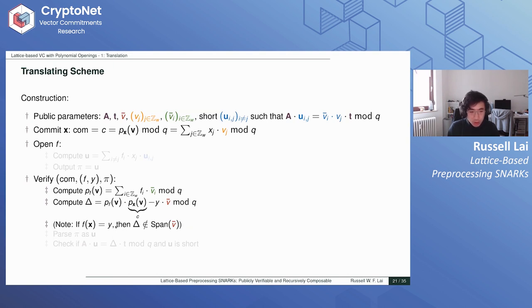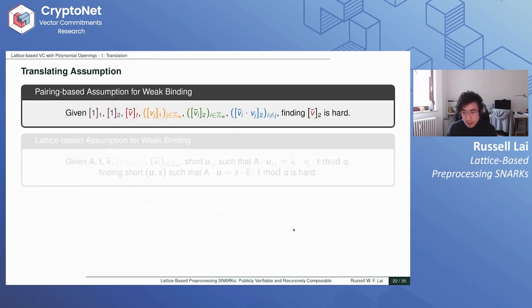Identical to the pairing setting, if f of x does not equal y, then the value delta is outside of the linear span of v bar. Now suppose the prover gives us an opening proof, which this time we interpret as a short vector u. The verifier checks whether this short vector u satisfies A times u equals delta times t modulo q, and whether u is indeed short. Given this verification equation, we can reverse engineer the opening algorithm, where the vector u is simply a linear combination of these uij hint vectors given in the public parameters with coefficients given by fi times xj for i not equal to j.